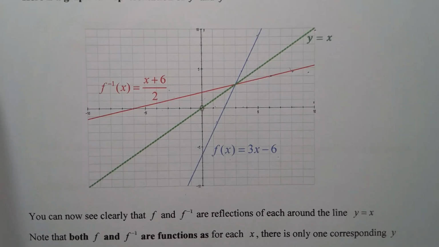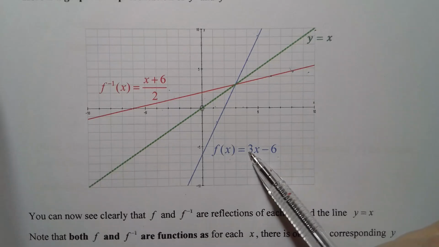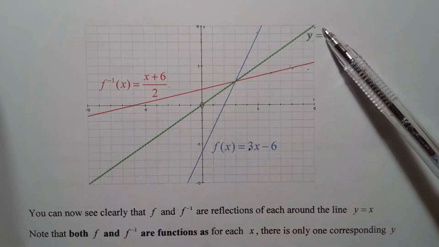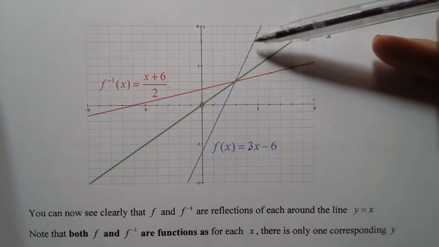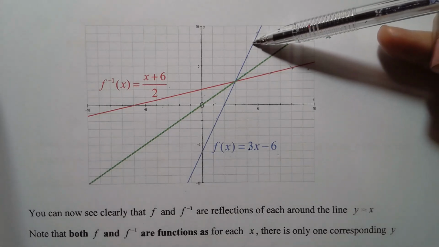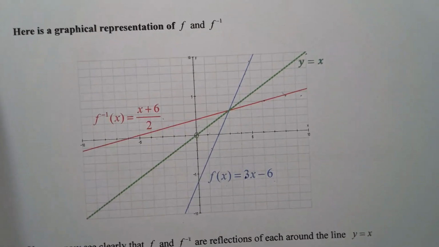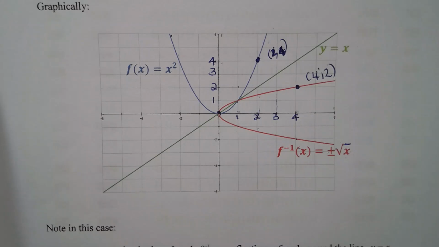So we were looking at functions and their inverses, and we looked at what happens graphically and also what happens algebraically. Just a reminder, graphically the two graphs are reflections of each other around the line y equals x, and that explains why algebraically we interchange the x and the y, because the coordinates interchange when you reflect over the line y equals x. So we looked at a straight line graph and its inverse, and then we also looked at this parabola and its inverse.